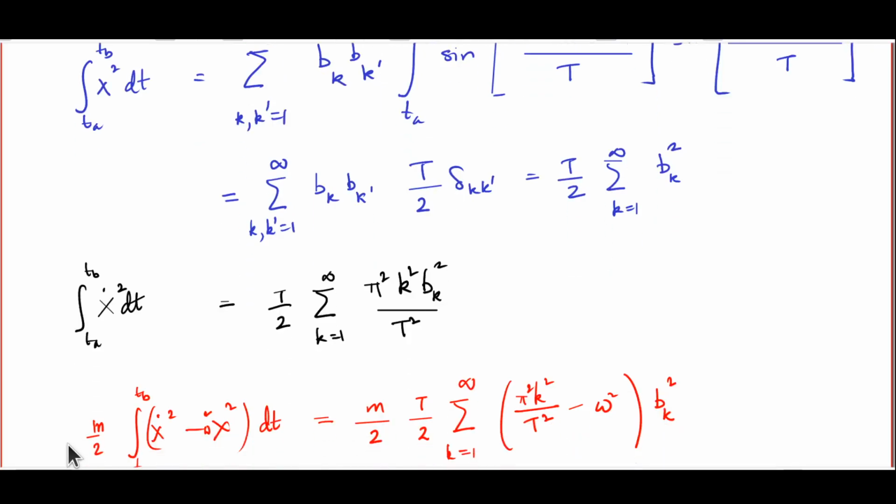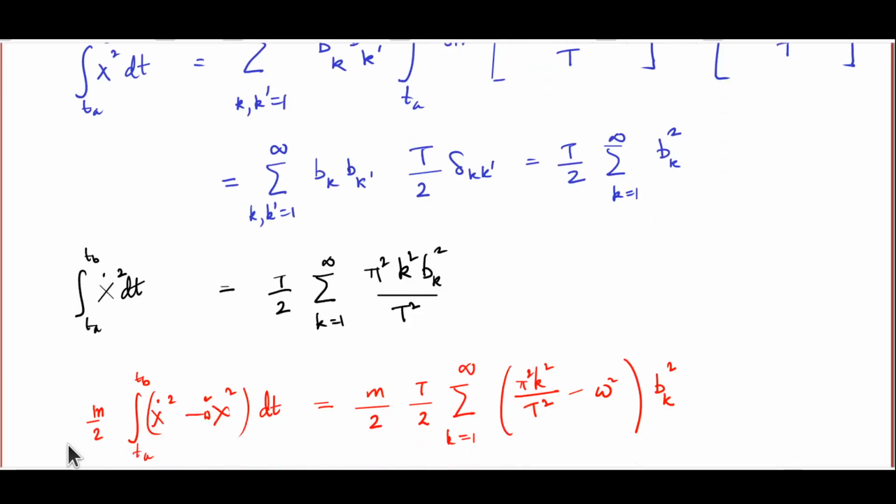The x dot squared integral proceeds along the same fashion. Instead of sine, you have an integral involving products of cosines, but the result is very much the same. And you get something which looks very similar. You get capital T by 2 times the sum from k going from 1 to infinity of pi squared k squared bk squared by T squared. This summand is a bit more complicated simply because instead of bk, you have pi k bk by T in x dot.